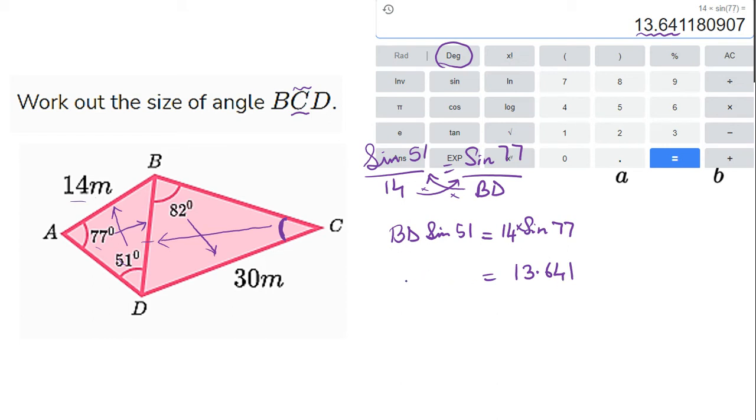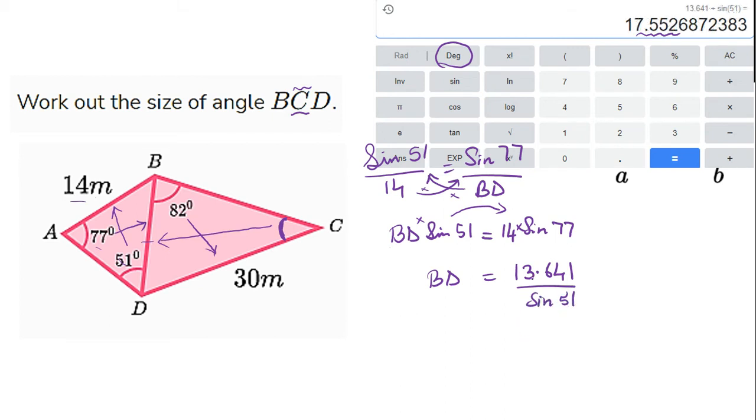So I have BD and sine 51. Since I have to find my BD, I'm going to take my sine 51 to the other side. That is, I have to isolate my BD. Now, sine 51 is in multiplication with BD, so when it goes to the other side, it turns into division. So BD is going to be this answer, 13.641, divided by sine 51.